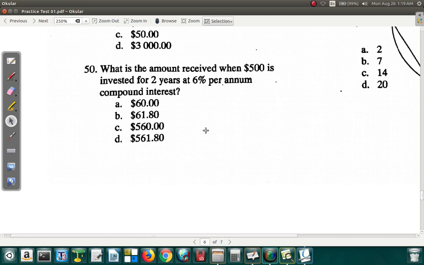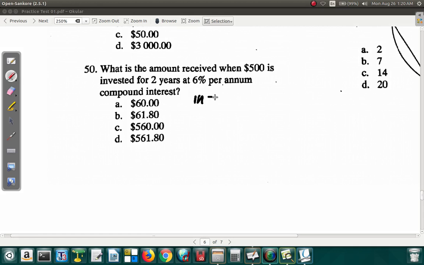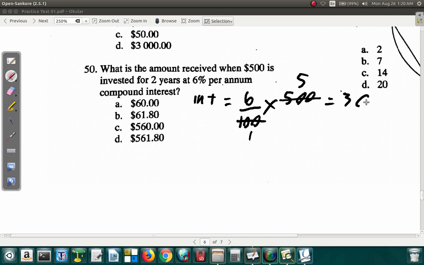All right, let's see. The interest in the first year is 6% of 500. So what is that? 6 into 500 over 100: 100 into 500 is 5, 6 fives are 30. All right, you get $30 in the first year. What happens in the second year?